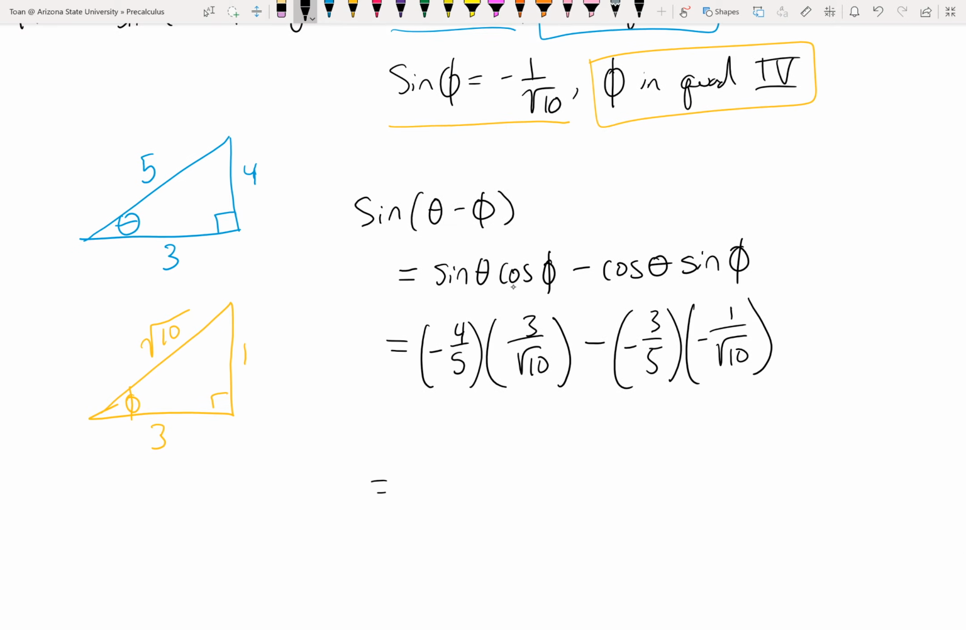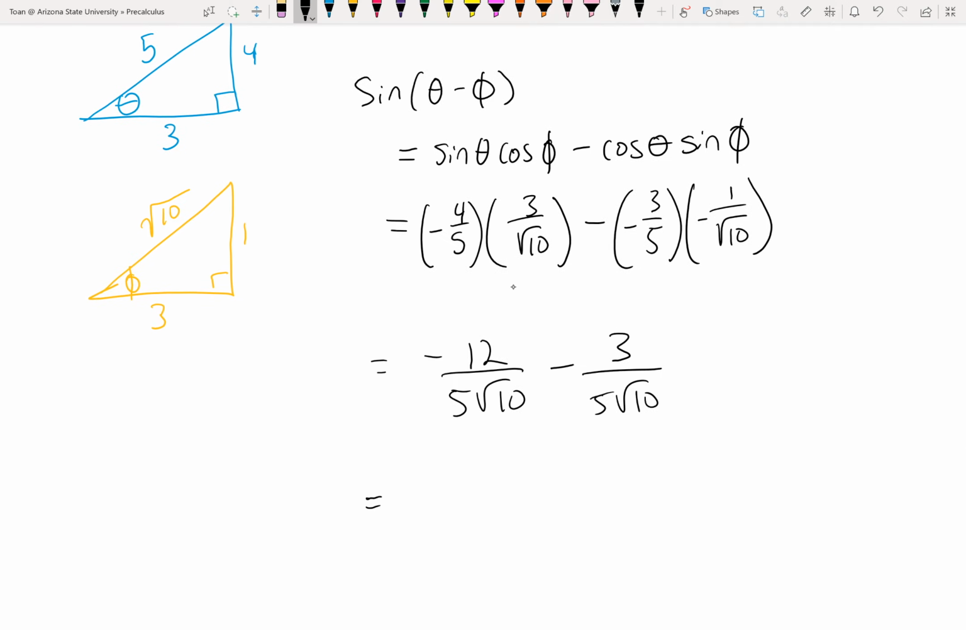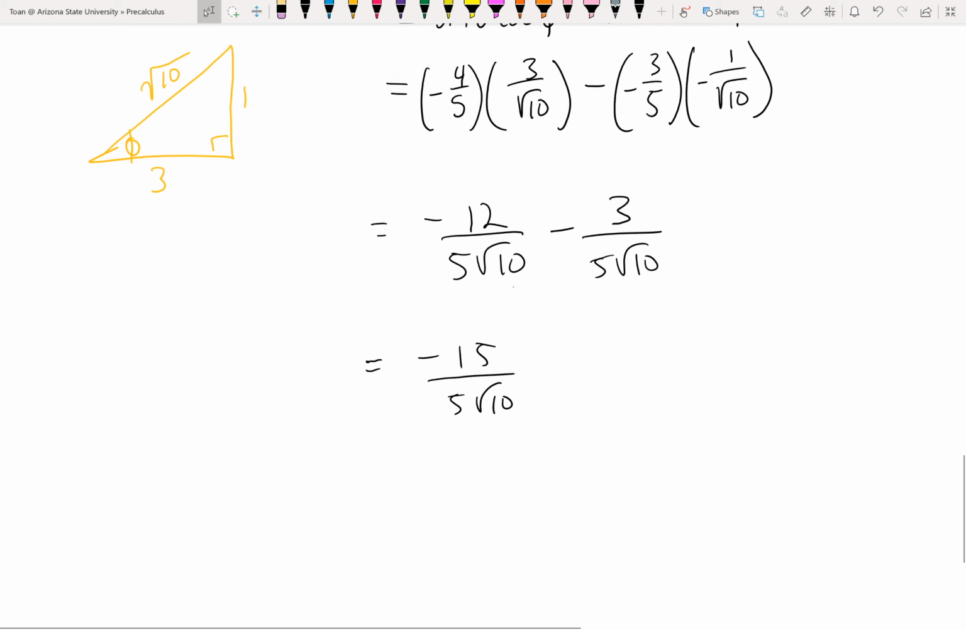And then you just simplify, do math. So what's that? That's negative 12 over 5 rad 10, minus, because we have 3 negatives here, so altogether it's going to be negative, minus 3 over 5 rad 10. They have the same denominator, so we can put them together. So that's negative 15 over 5 rad 10. And I can reduce the 5 and the 15 to give us negative 3 over radical 10. So that is the value of sine of theta minus phi.